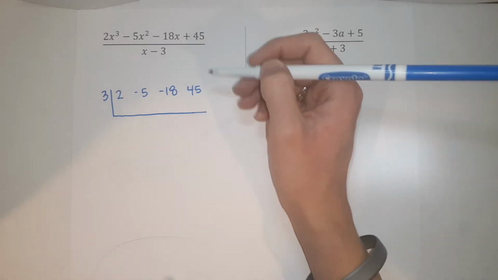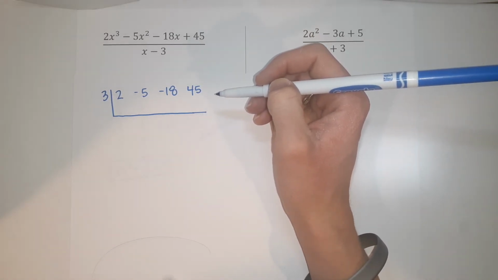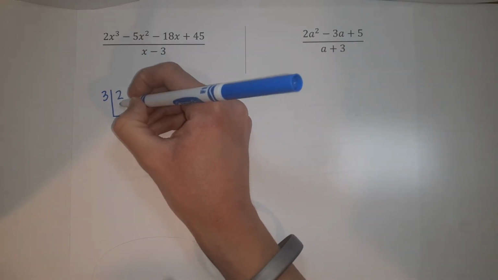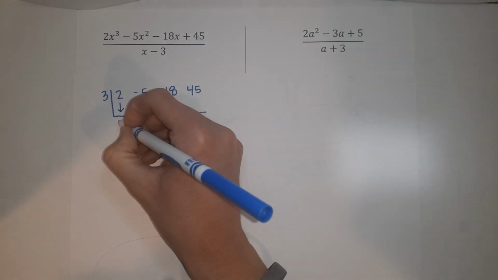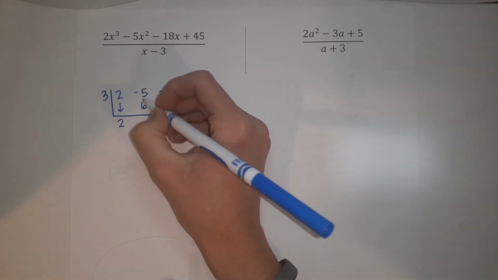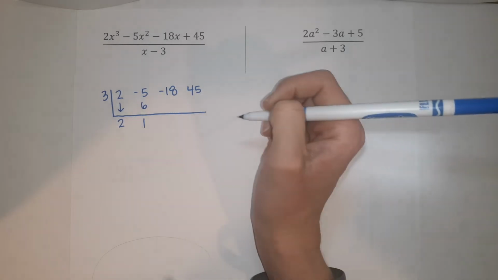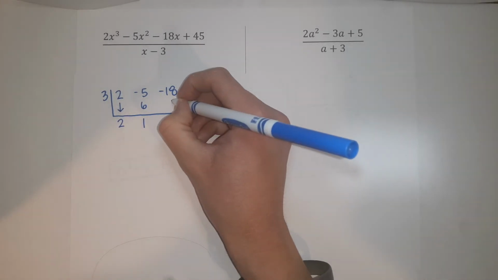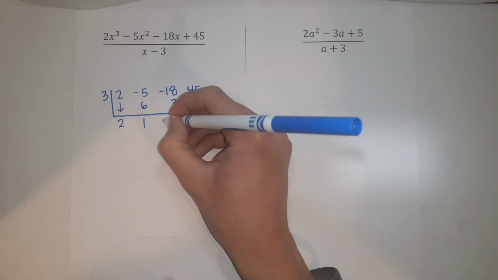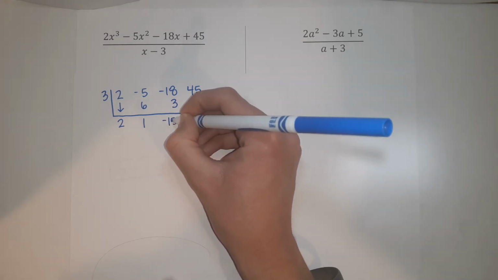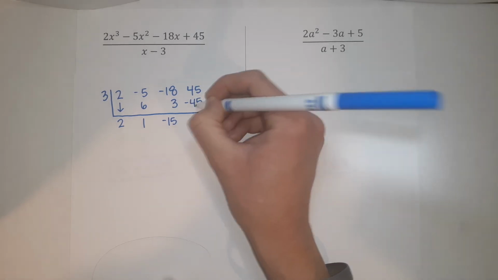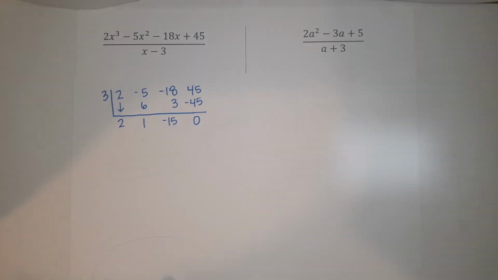Now, what do we do here? This is going to be so simple, you're going to be like, this isn't even real, but it is. So first, we bring our 2 down. Then we do 2 times 3 gives me 6. -5 plus 6 gives me 1. 1 times 3 is 3. -18 plus 3 gives me -15. And -15 times 3 gives me -45. 45 minus 45 gives me 0.